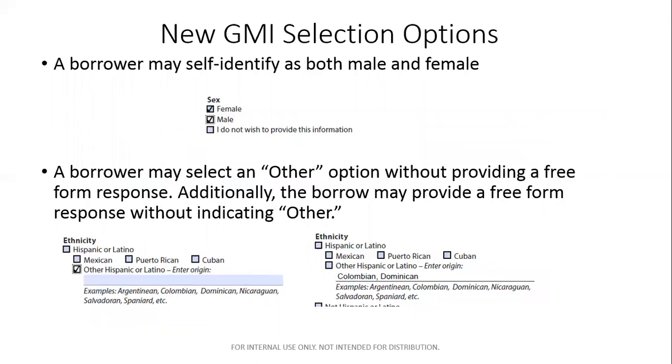A new change as well is a borrower may identify themselves as both male and female. So right now we have just a select option for male or female, now they may select both. A borrower may also select an other option without providing a free-form response. Additionally, the borrower may provide a free-form response without indicating any other at all. So this is a change compared to what we currently have. So they can put the other with no free-form explanation. So they can put as much information or as vague an amount of information as they desire.